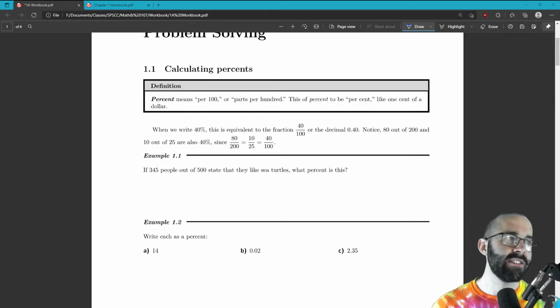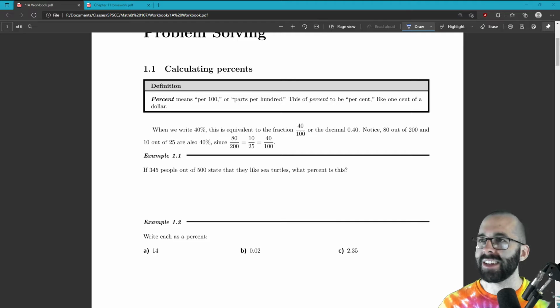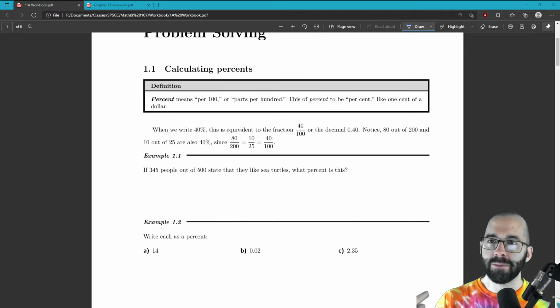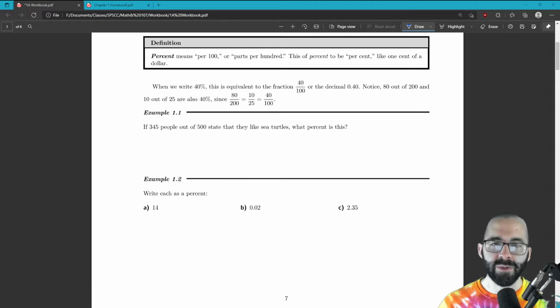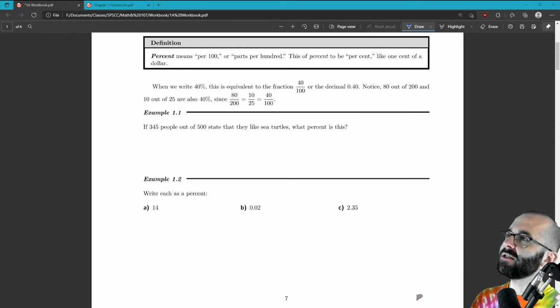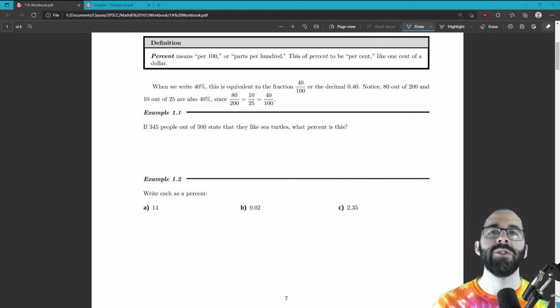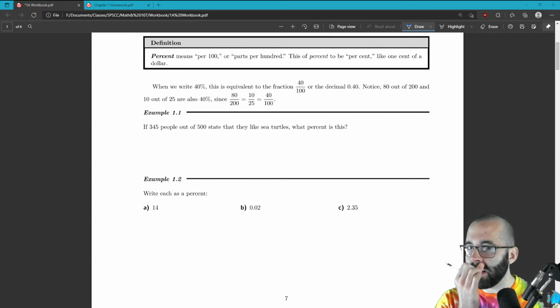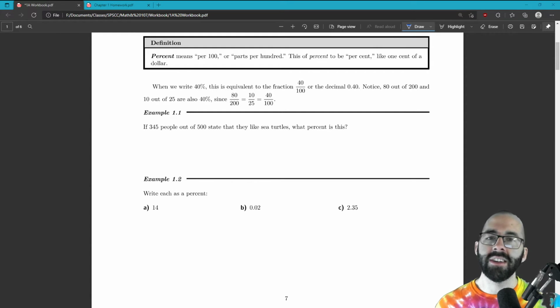So percents are just per 100, right? Parts per 100. You can think of percent as like per a cent, like a cent of a dollar. And so you can think about them as fractions. You can think about them as decimals. We've all used percents before. The question is just whether you're rusty on your percents. So 40% is just 40 per 100. 0.40. And there's a bunch of different fractions that all show 40%.